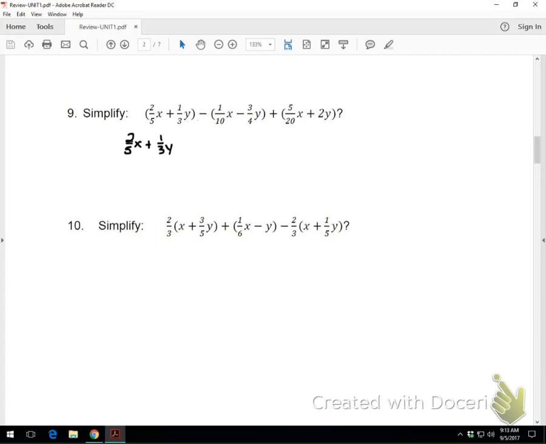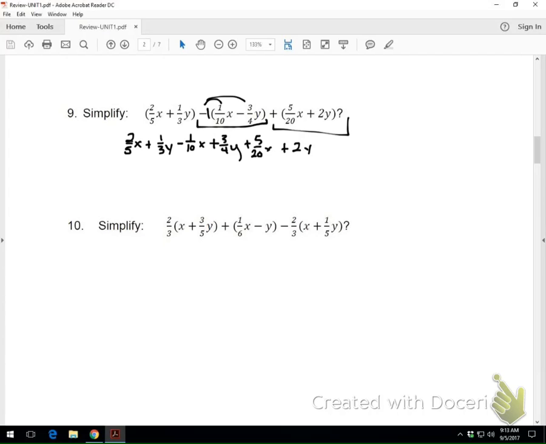Now look at the second one. I have a negative and then a parentheses. So I'm going to put a 1 in between that negative and parentheses and draw my claw. So what's negative 1 times 1/10 x? Negative 1/10 x. What's negative 1 times negative 3/4? Positive 3/4 y. Okay, do I need to do anything with this third one? Nope, just write it down. So plus 5 over 20x plus 2y.